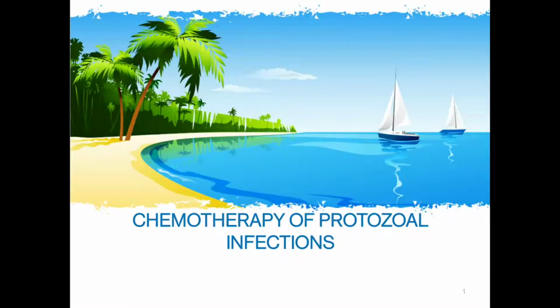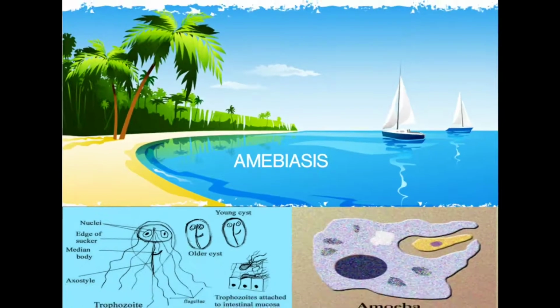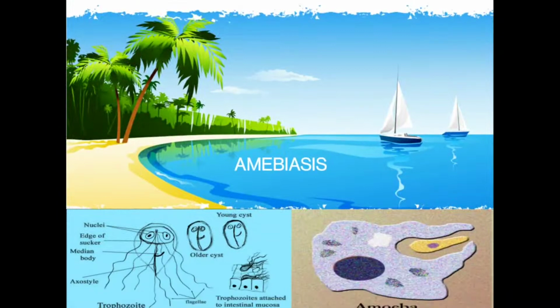So, beginning with the first topic, anti-protozoal infection. What are the protozoal infections? First is malaria, amoebiasis, giardiasis, trichomoniasis, trypanosomiasis, leishmaniasis, toxoplasmosis, babesiosis, balantidiasis. So amoebiasis is the first topic.